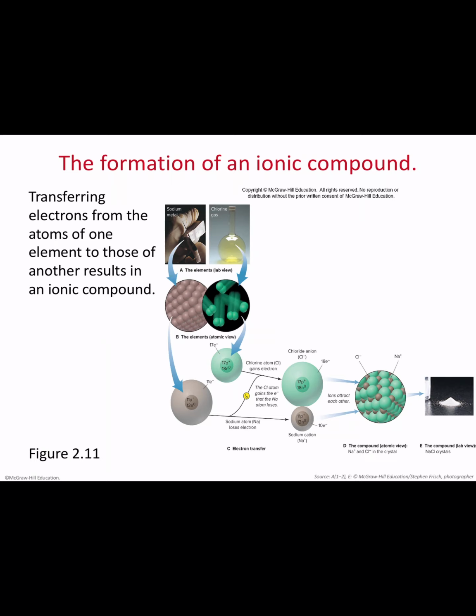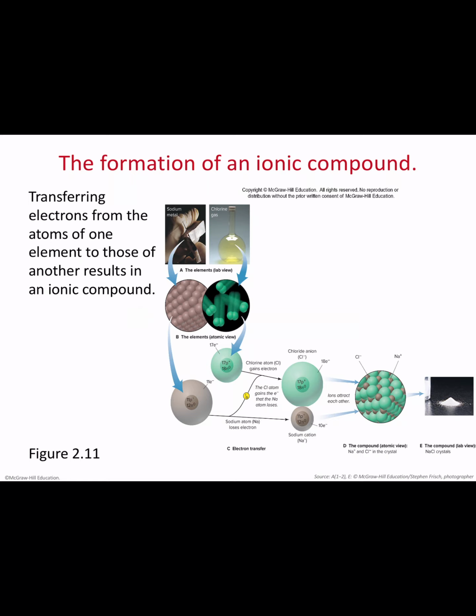The formation of an ionic compound. So you may already know that we have two types of compounds that can be formed. Some are called ionic compounds and some are called covalent compounds. So this is how an ionic compound is formed. Transferring electrons from the atoms of one element to those of another results in an ionic compound. So an ionic compound is formed by transferring electrons.